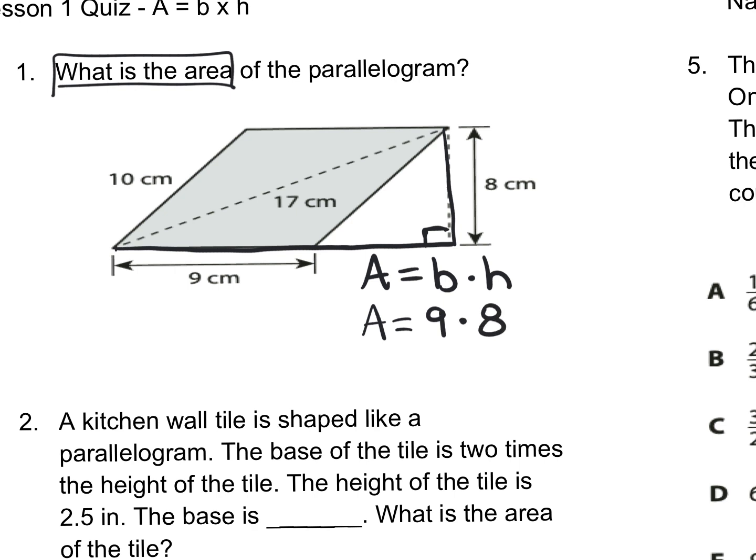Be careful not to choose the diagonal as your height. Again, it will make a right angle with the base. So 9 times 7 is 72 centimeters squared because area is always in centimeters squared.